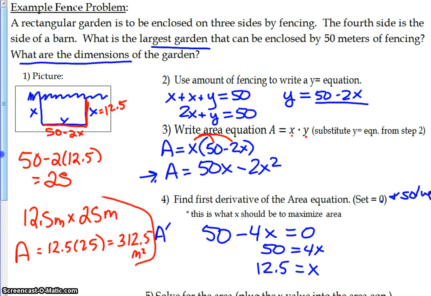I ran out of space here. So that's basically my answer to this problem, 2 different ways to solve the same problem. I answered both parts of the problem, which was the dimensions and what the area is. Okay?